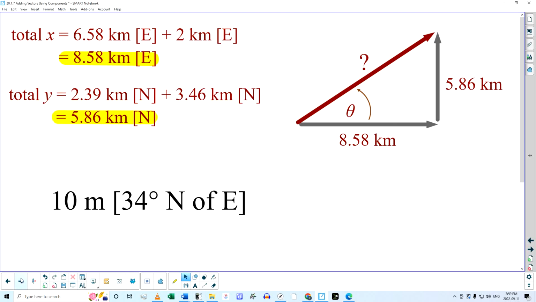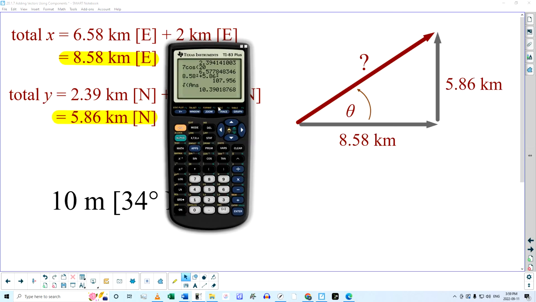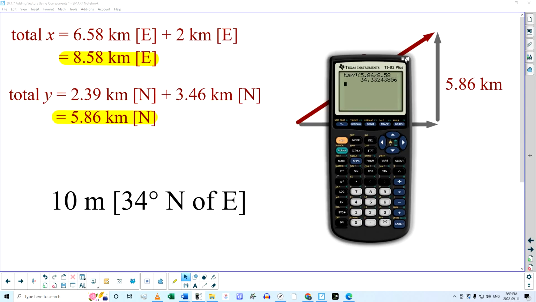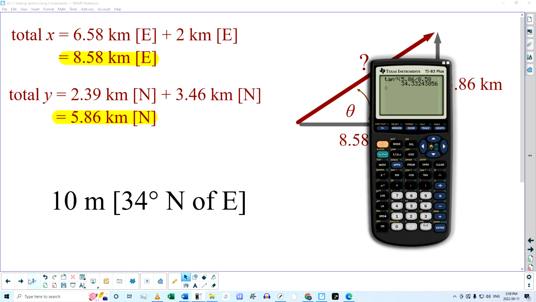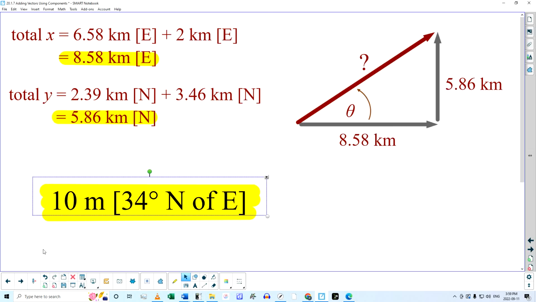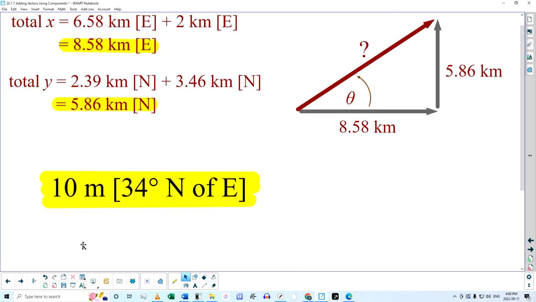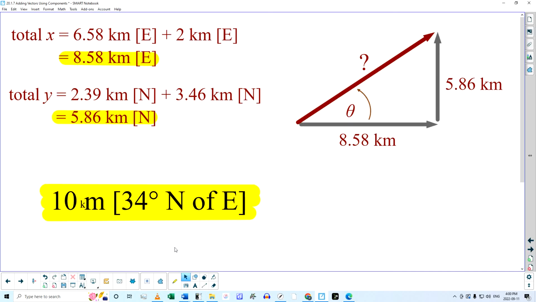And I get for a direction 34 degrees north of east, just to show that calculation to you. Inverse tan of the opposite side, which is 5.86, divided by the adjacent, which is 8.58, gives me 34 degrees, and in the diagram it's going north from east, so north of east. And again, this should say kilometers, but that is our answer. So the answer is 10 kilometers, 34 degrees north of east.